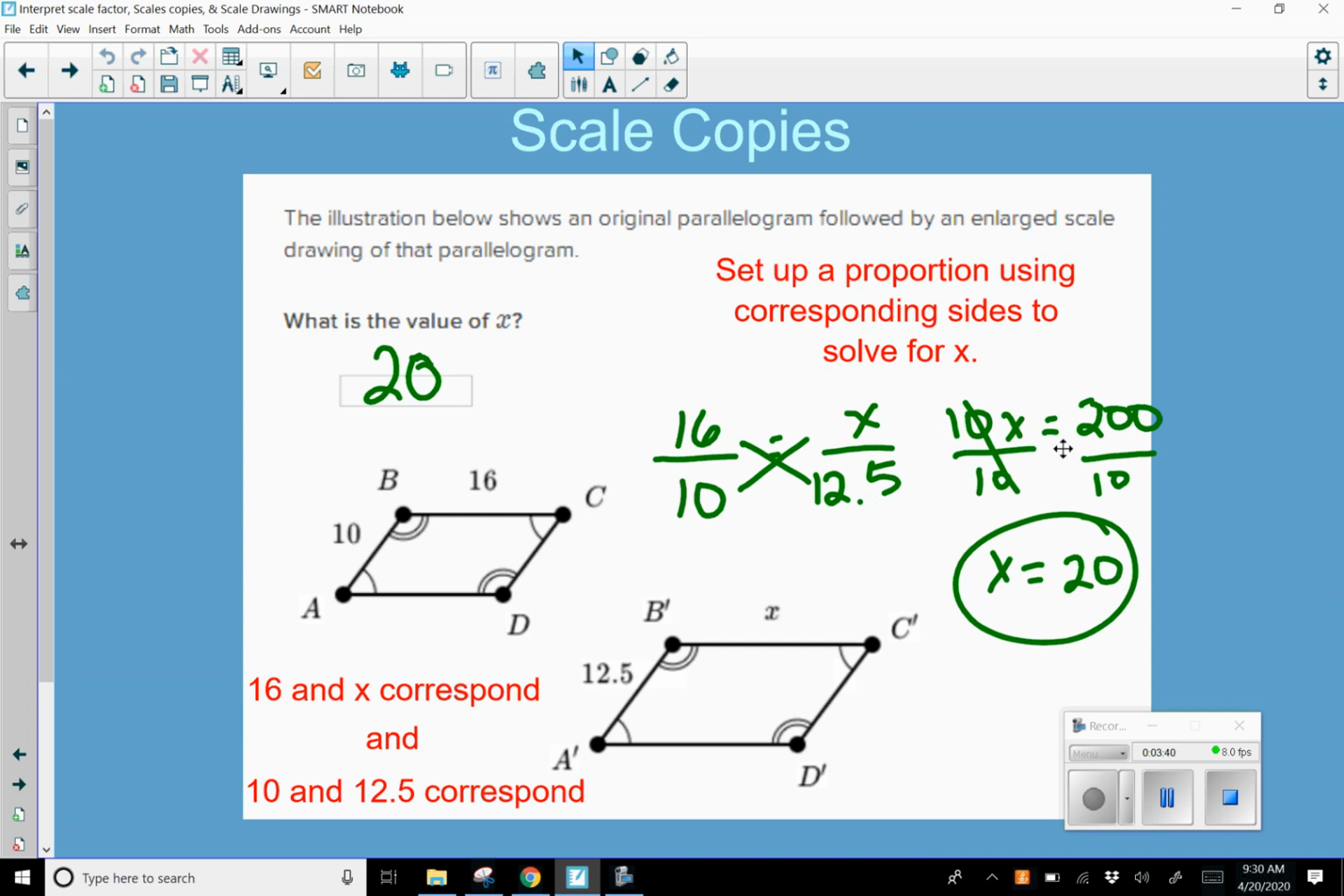10 times x equals 10x. 16 times 12.5 is 200. And then to get x by itself, you are dividing both sides by 10, leaving you with an answer of x equals 20.